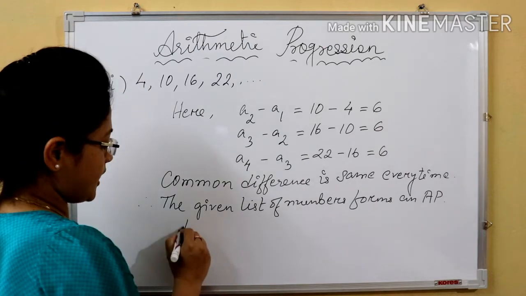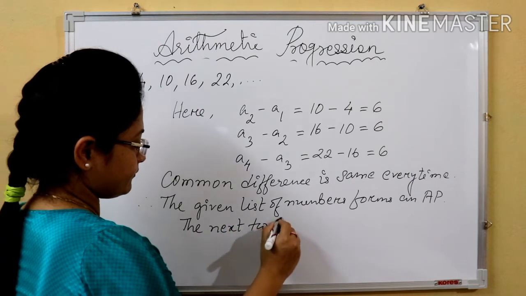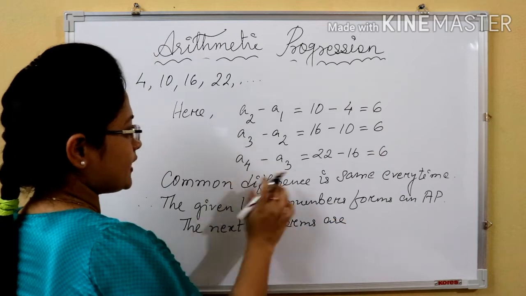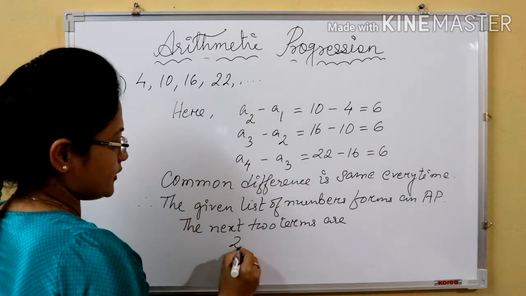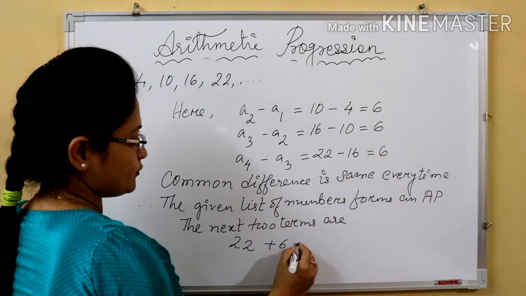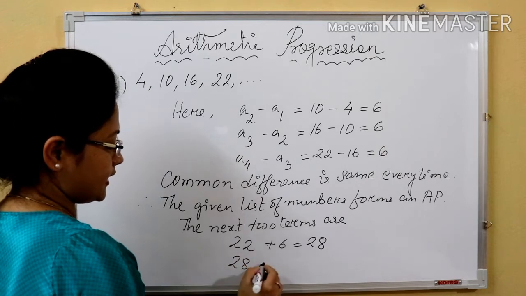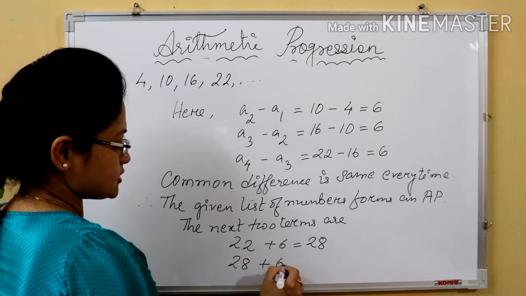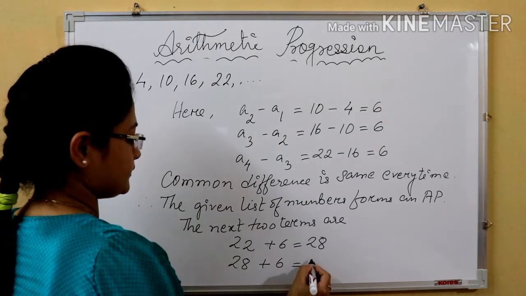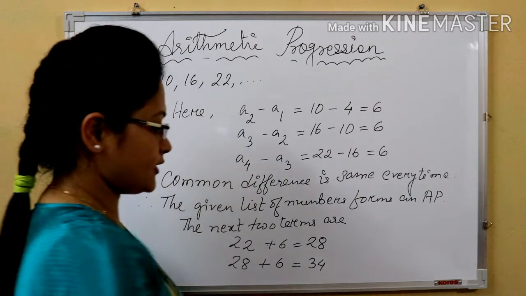So the next two terms are: our last term was 22, so we'll add 22 with this constant, that is 6, which will give us 28. And 28 plus 6 will give us how much? 34. And this is the required answer.